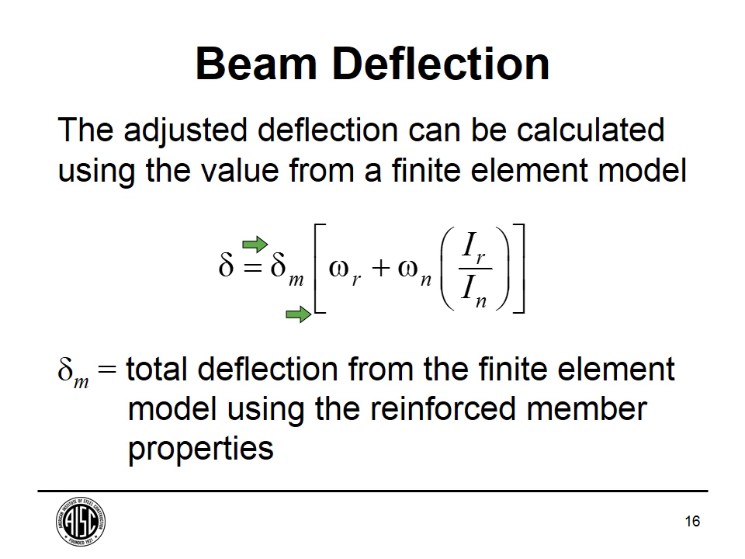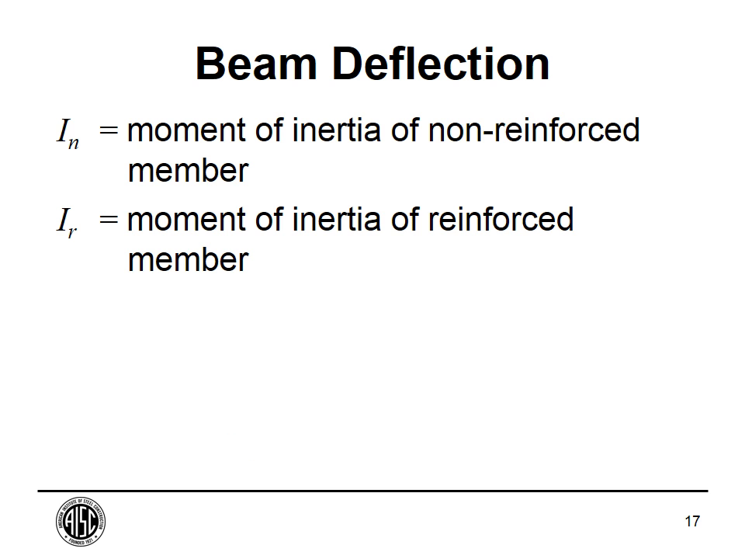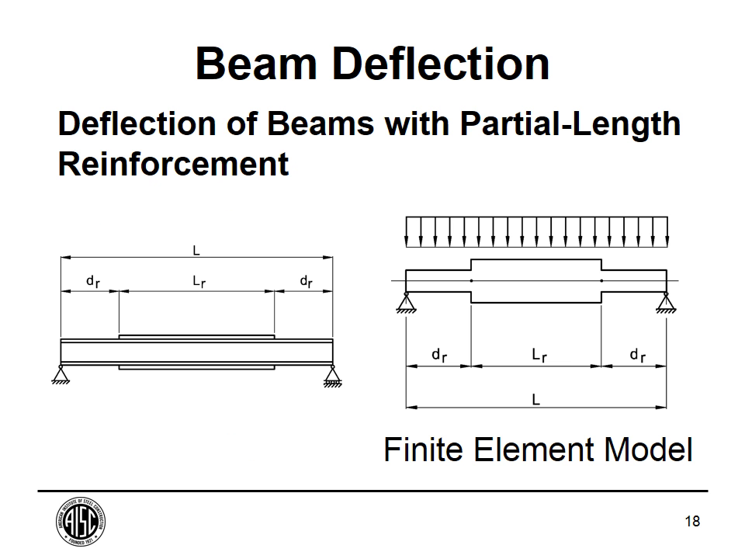You multiply omega sub n times the moment of inertia ratio, I sub r over I sub n, where the reinforced cross-section moment of inertia is I sub r, and the non-reinforced moment of inertia is I sub n. Okay, so that kind of gives you an idea on how to account for the preload in the beam.